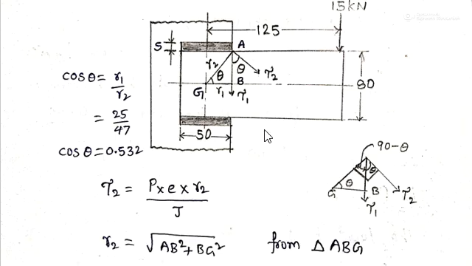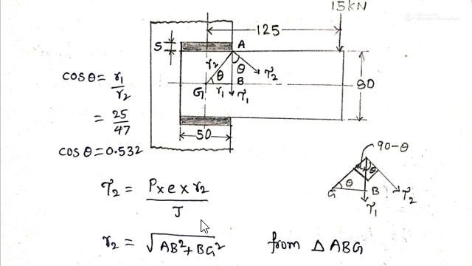To find tau 2 in this case, we have the formula P into E into R2 by J, where P is the load acting, E is the eccentricity value, R2 is the distance from the center of gravity to this point, and J is the polar moment of inertia, which we will see.